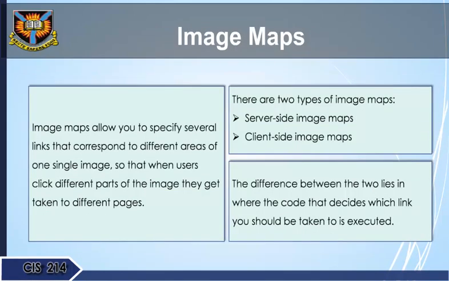Image map. Image maps allow you to specify several links that correspond to different areas of one single image, so that when users click different parts of the image, they get taken to different pages. There are two types of image maps: server-side image maps and client-side image maps. The difference between the two lies in where the code that decides which link you should be taken to is executed.